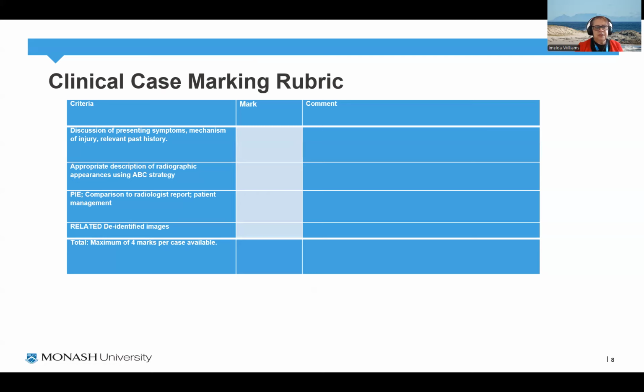Important then with your PIE, once you've written that up, is to compare that to the radiologist's report and then to include at least one de-identified image. And as mentioned already, each case will have a maximum of 4 marks available.